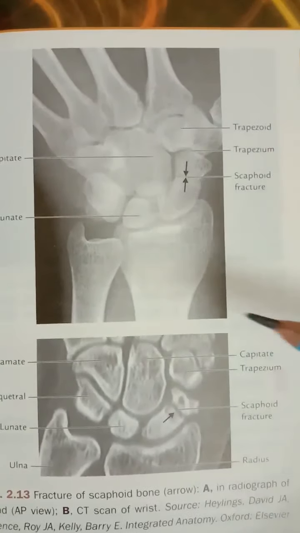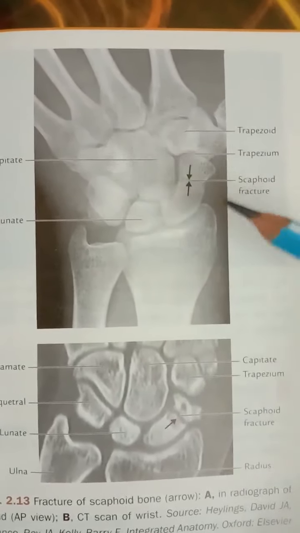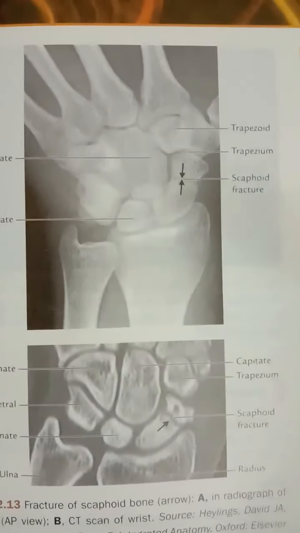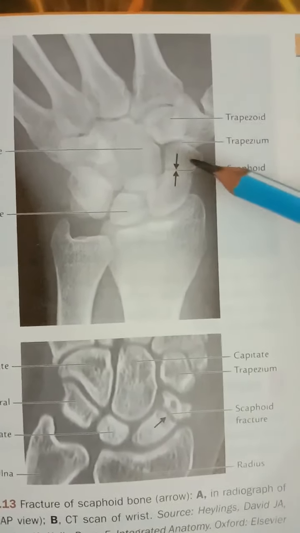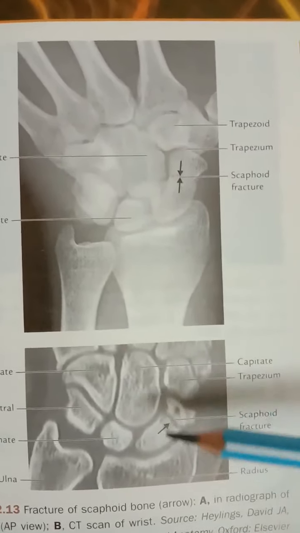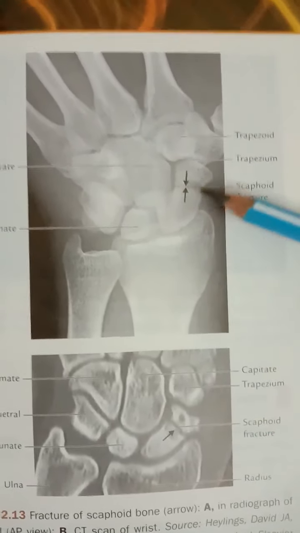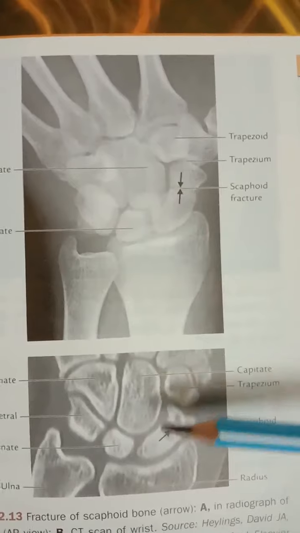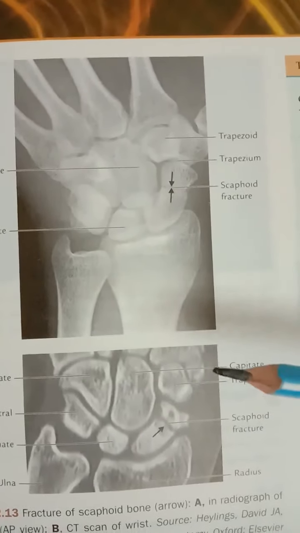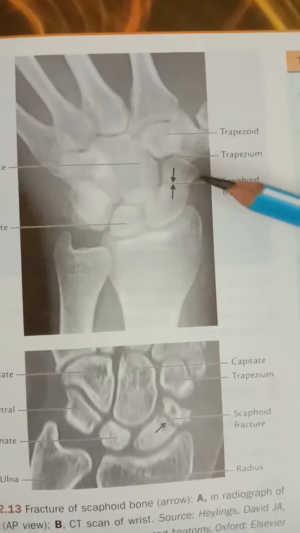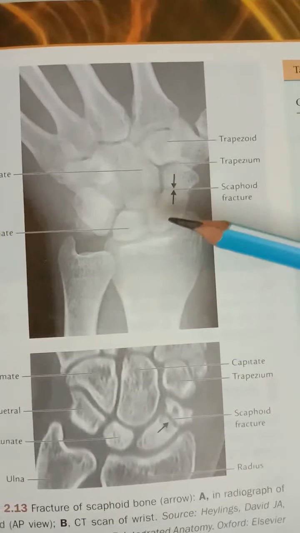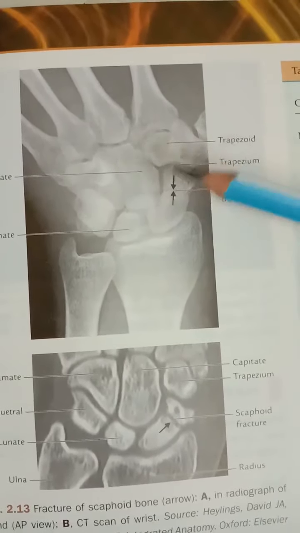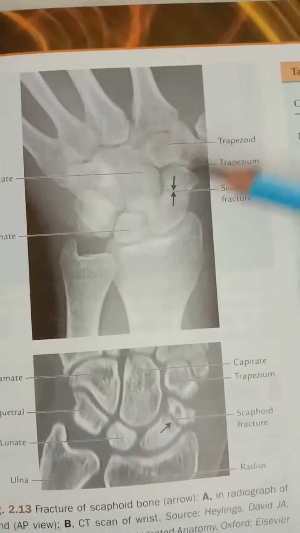Then let's see the clinical applications related to the carpal bones. The first clinical point is the scaphoid fracture. Here you can see the scaphoid bone laterally on the X-ray, and here is the fracture of the scaphoid bone. The fracture of the scaphoid bone is a very common fracture of the carpal bones, and it usually occurs due to a fall on the outstretched hand.